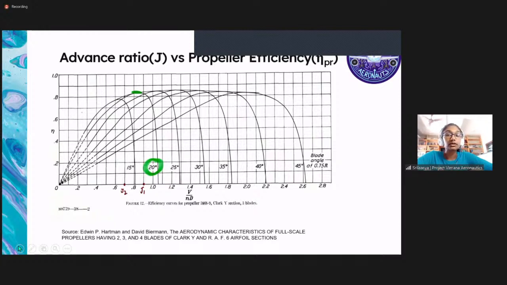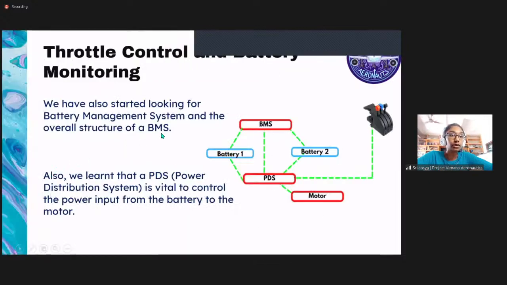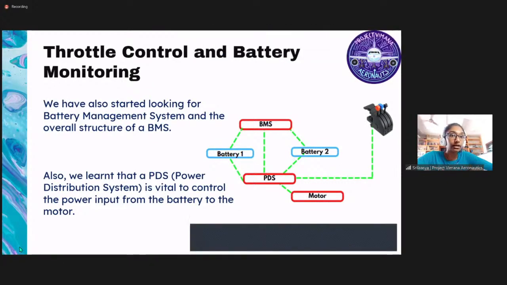Lastly, we also looked into the general working of a battery management system, or BMS. It's connected to the batteries and it helps give the pilot updates on the battery health and the charge remaining. We also looked into the PDS, or power distribution system, which helps distribute power from the battery to the motor by receiving inputs from the throttle stick in order to generate adequate thrust from the propeller.